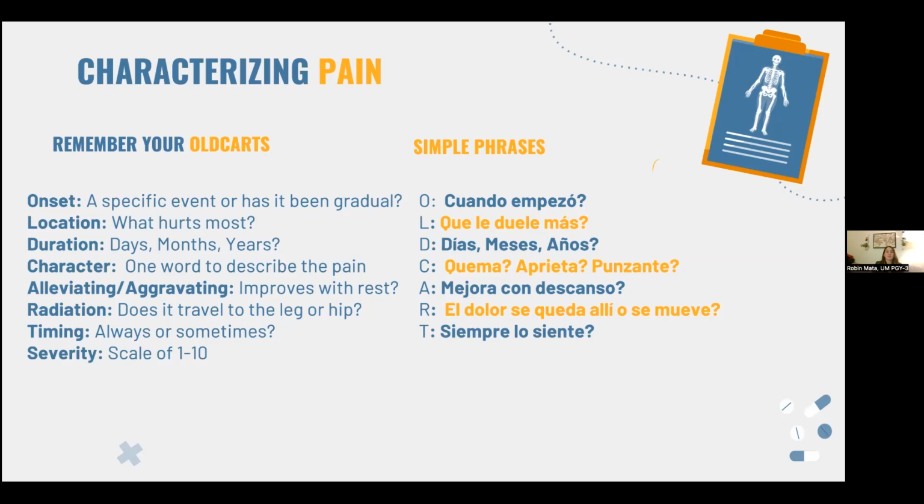And then always or sometimes. I just ask, do you always feel it? ¿Siempre lo siente? If the answer is no, that's all I need to know. And then finally, de 1 a 10, 10 siendo lo peor, ¿cuánto le duele? So again, from 1 to 10, but always establish that 10 is the worst. How much does it hurt? If you're interested in using these phrases, it'll be at the end of the PowerPoint. Feel free to take a screenshot.